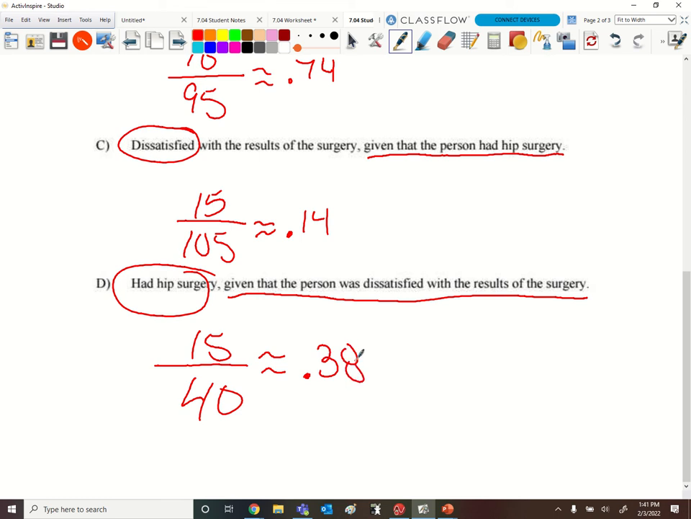So that is 38% were dissatisfied with their hip surgery. Does that make sense? Okay.